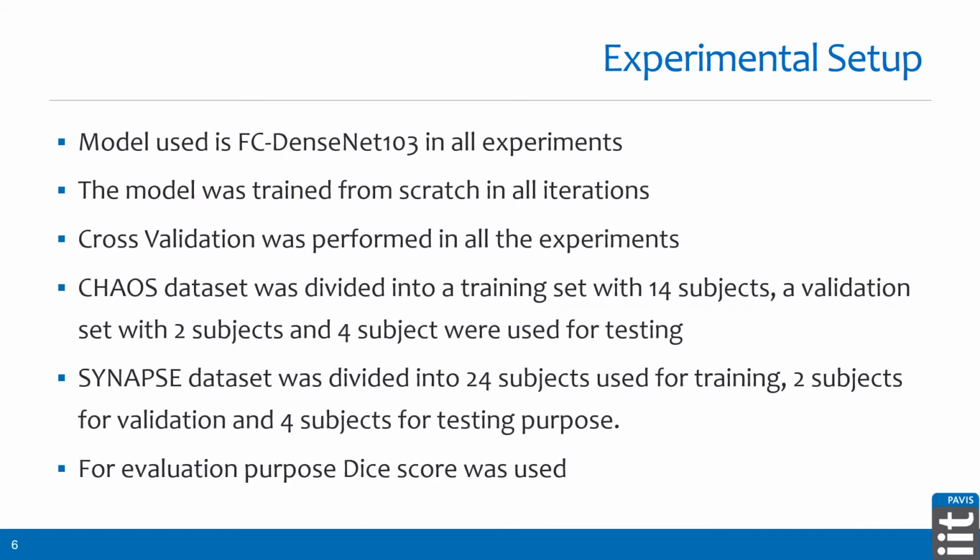For the experimental purpose, we have used the same model for all the experiments, which is FC DenseNet 103. In all the iterations, the model was trained from scratch and cross-validation was performed for all experiments. Chaos data was distributed into 14 subjects for training, a validation set of 2 subjects, and 4 subjects were used for testing, while Synapse data was distributed into 24 subjects for training, 2 subjects for validation, and 4 subjects for testing. To evaluate the results, we have used the DICE score.